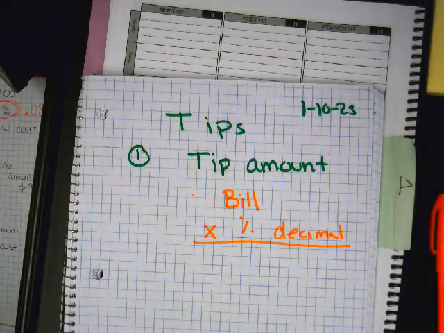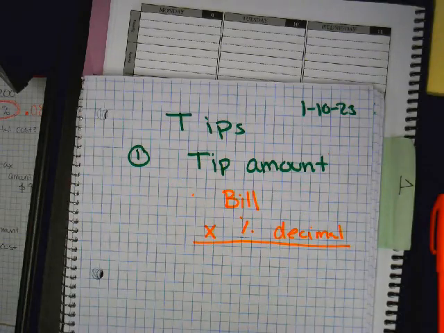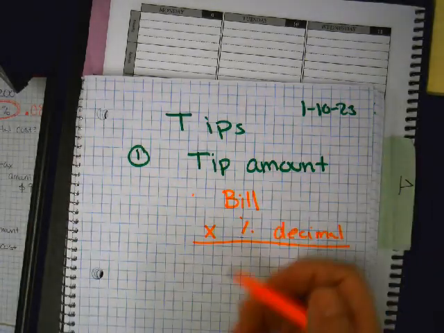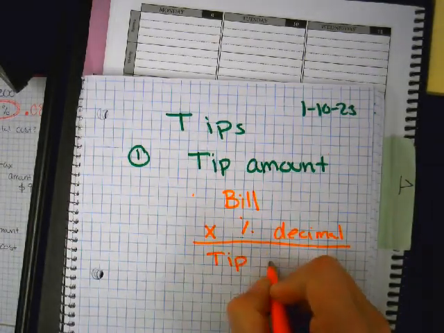So you take your bill, you multiply it by your percent, written as a decimal. In the United States, it's customary to leave a 15 to 20% tip. Oh my, 15 to 20. That's customary. Some of you will have jobs in the future that give tips, and some of you will earn a lot of money based on tips. This will give you your tip amount.